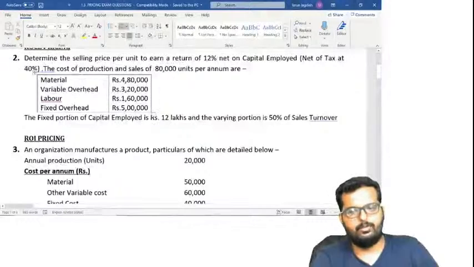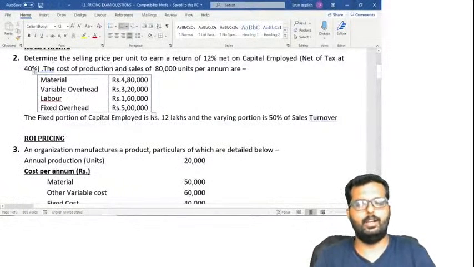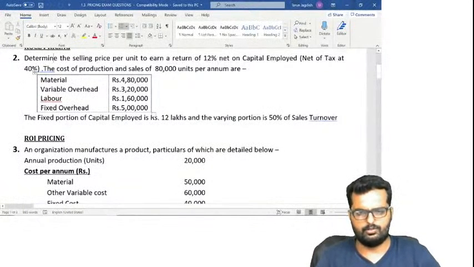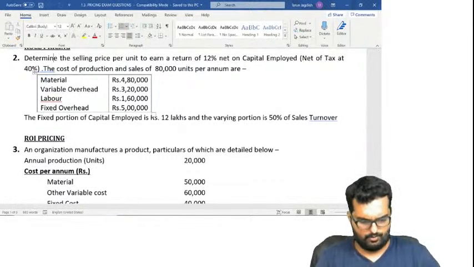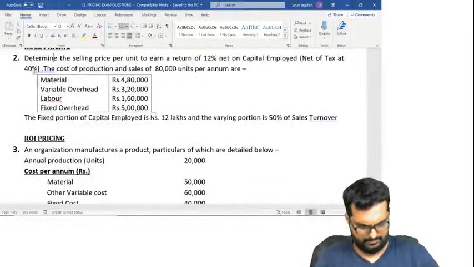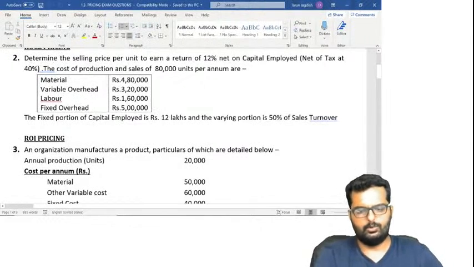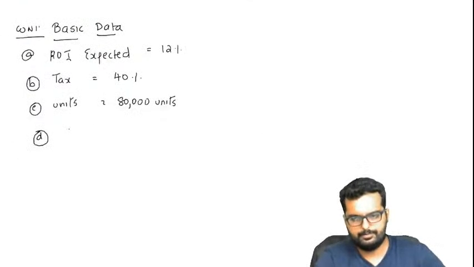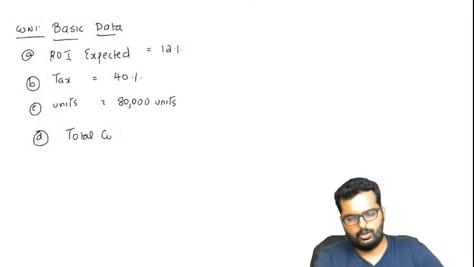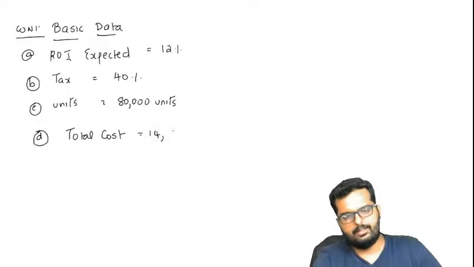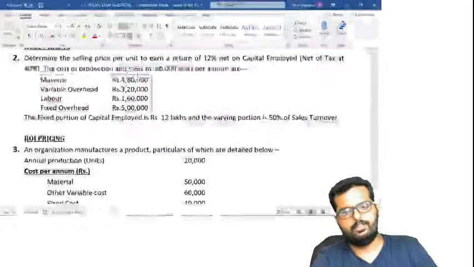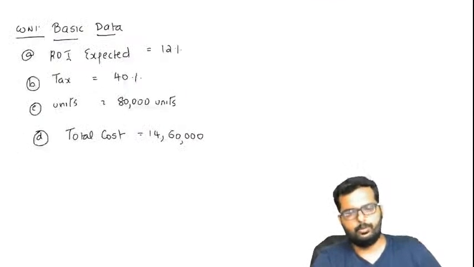Okay. And now they have given the material, variable overhead, labor, everything. Let's add up all the cost. 4,80,000, 3 lakh 20, 1 lakh 60 and 5 lakh. So do we get the total as 14 lakh 60,000? I'll write down total cost as 14 lakh 60,000.